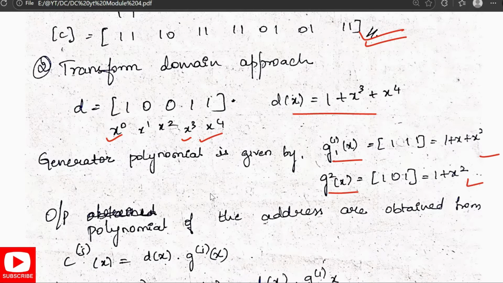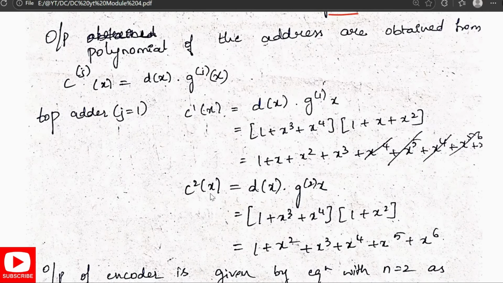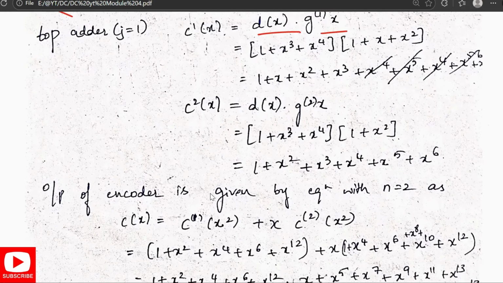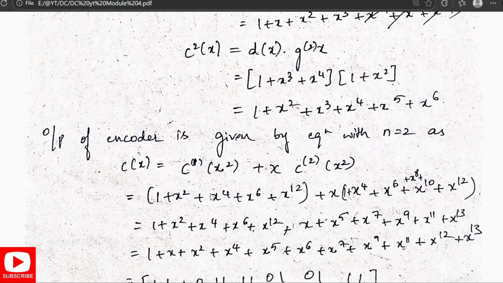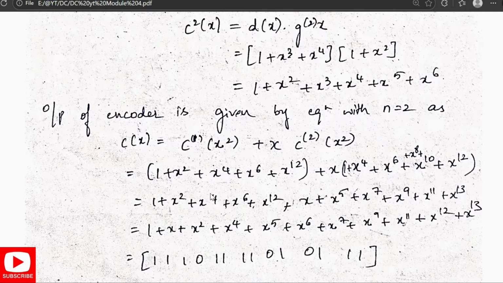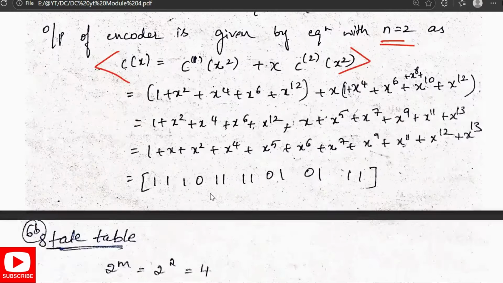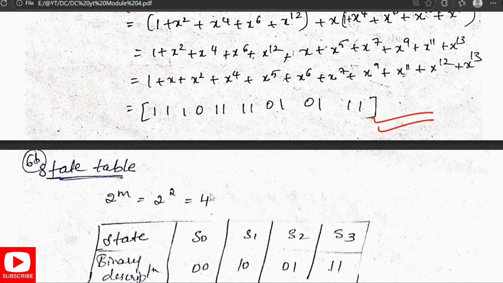The output polynomial is obtained from the general equation we are having. So for this, D of x and g1 of x are multiplied, and instead of taking common terms out as we had done in the last module, you can directly cancel them out. Terms having the same powers cancel out, and the remaining ones form C1 of x, and C2 of x similarly. As the encoder has n equal to 2, we have this as our equation. On substituting this and multiplying by x, we are getting the same output.